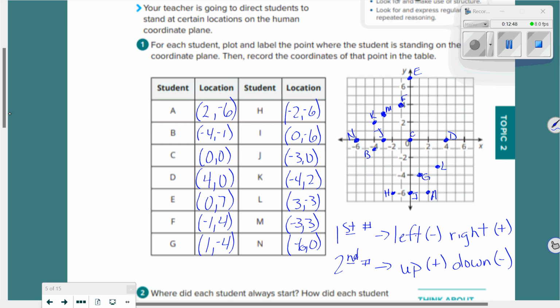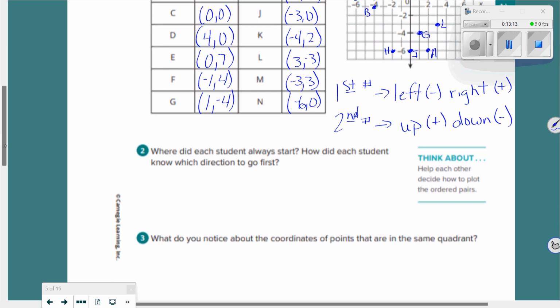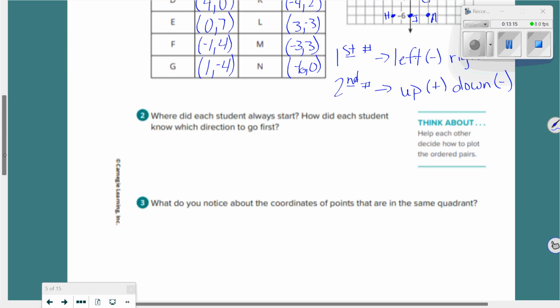Guys, there's 3 parts to it. Part number 1, start at origin. Start in the middle. Part number 2, look at the first number. If it's positive, I go right. If it's negative, I go left. From that point, I then look at the second number. If it's positive, I go up. If it's negative, I go down. That's all there is to it. So if you need some more practice, you'll get some more in your homework tonight. We'll get a little more practice as we go about it today, too.